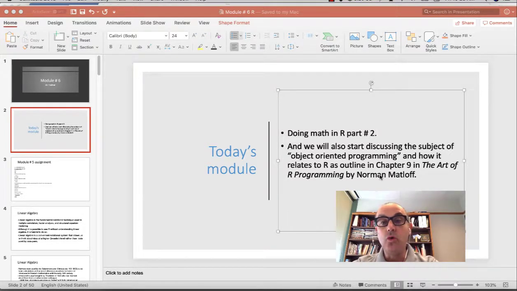Today we're going to continue doing math in R part 2, but we will also start a new subject, which is object-oriented programming and how it relates to R. It is chapter 9 in our textbook, and we will discuss it because this is really important, and that will be in the end of the module and the beginning of next module.